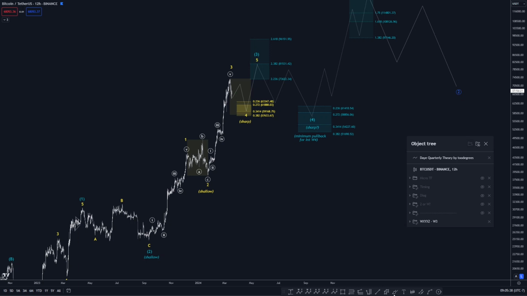So key takeaway here is we're in a correction. We want it to be sharp, meaning we want it to be a zigzag or a double zigzag. And we're monitoring these 2 zones, these 2 targets right here.